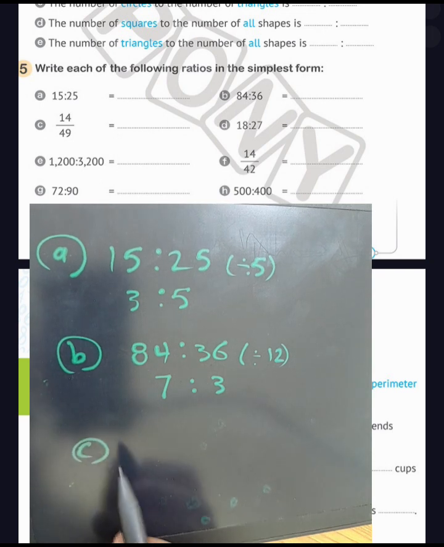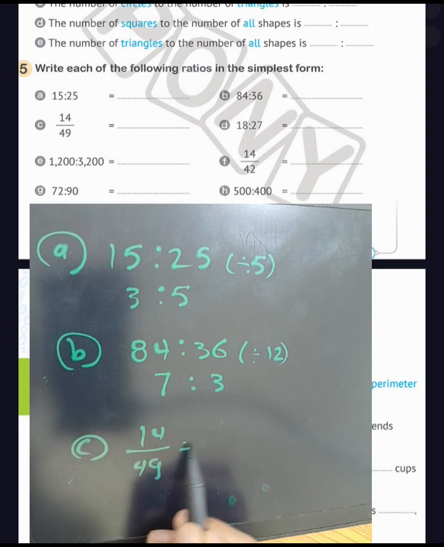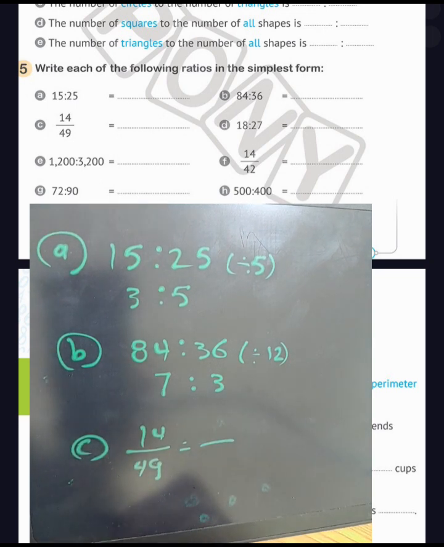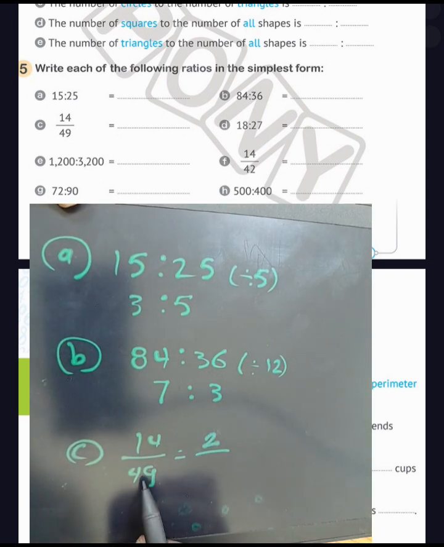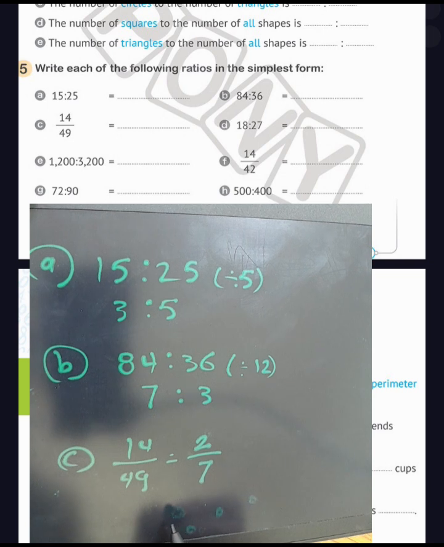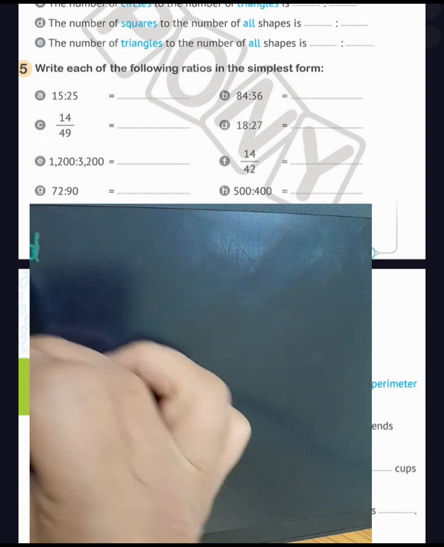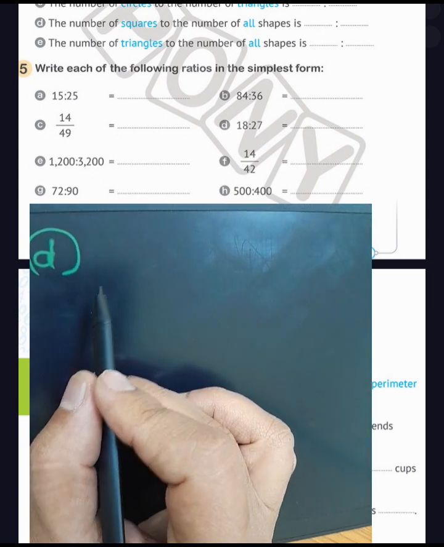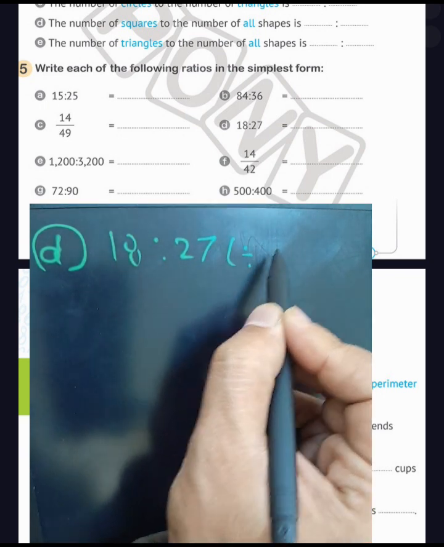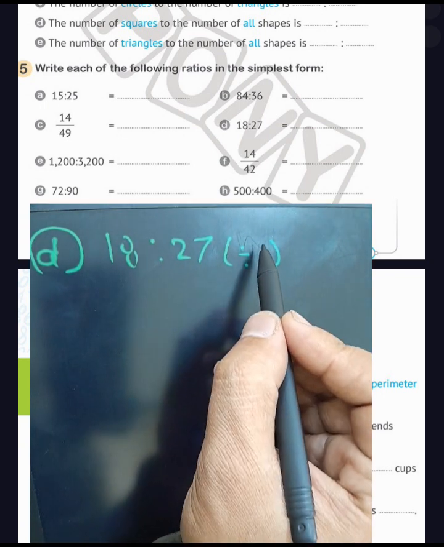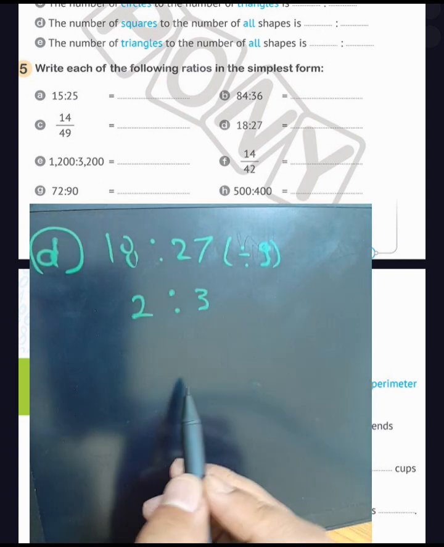Question letter C. 14 over 49. We can simplify by dividing by 7, numerator and denominator. 14 divided by 7 equals 2 and 49 divided by 7 equals 7. Then the ratio will be 2 to 7. Next question, letter D. We want to find the ratio between 18 and 27. We can simplify this by dividing by 9. 18 divided by 9 equals 2 and 27 divided by 9 equals 3.